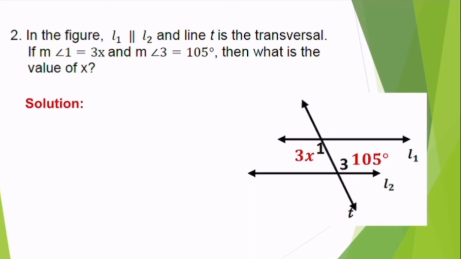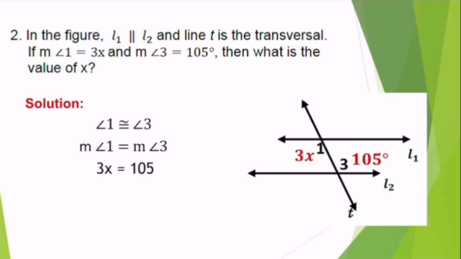So from our figure, angle 1 is congruent to angle 3, and that is by the alternate interior angle theorem. Next, the degree measure of angle 1 is equal to the degree measure of angle 3, and that is because congruent angles are equal. By substitution property, we substitute the value of the degree measure of angle 1 and the degree measure of angle 3. We will have now 3x is equal to 105.